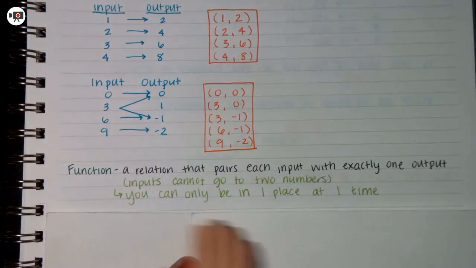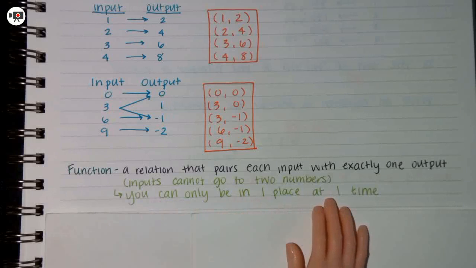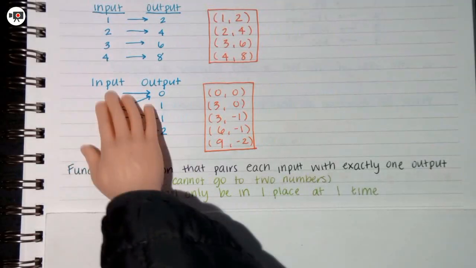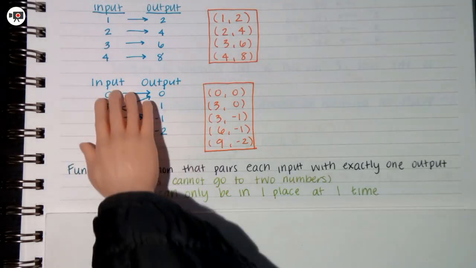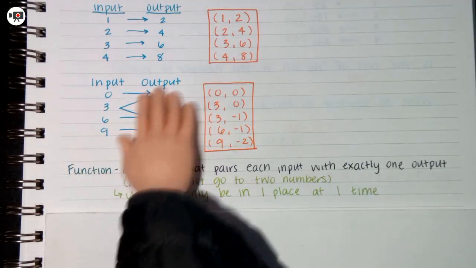I like to think of this as saying you can only be in one place at one time. You yourself cannot be in two different rooms at the same time. There's only one of you. But we can have multiple people in the same room. So one person cannot go to two different places, but two different people can go to the same place.